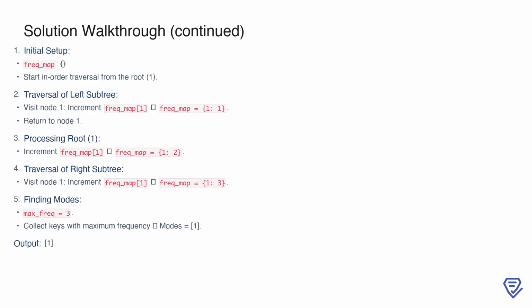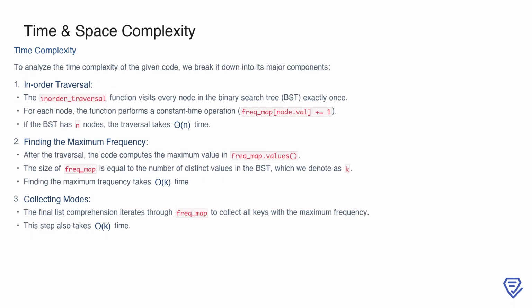This demonstrates how the algorithm efficiently handles different cases, from unique elements to repeated values in the BST. To determine the time complexity of the solution, we break it into 3 main components. First, the in-order traversal of the binary search tree visits each node exactly once. During this traversal, we update the frequency map for each node value in constant time. If the tree has n nodes, this step takes O(n) time.